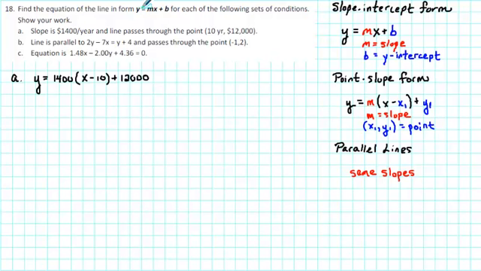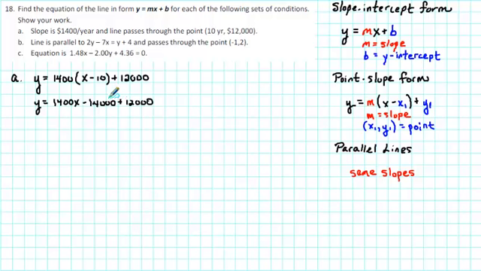In order to write the equation in the form y equals mx plus b, we need to make sure that we have y isolated and then the right-hand side simplified so that it's a number times x plus a constant. We have y isolated, but we don't have a number times x plus a constant. So let's go ahead and simplify the right-hand side. y is equal to 1,400x, we're distributing the 1,400 through the parentheses, minus 14,000 plus 12,000.